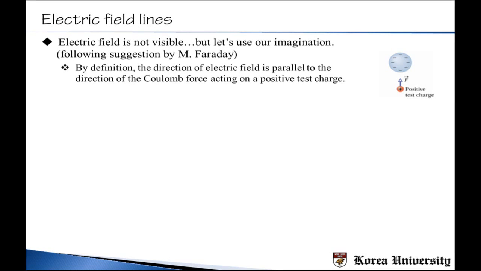The previous simulated experiment may be useful for giving you an idea about how electric fields may look like, but it is not a good way to represent electric field in a textbook. So in our textbook, it's using a little bit different method, which is called electric field lines, and it was suggested by Michael Faraday. Let's recall that by definition, the direction of the electric field is parallel to the direction of the Coulomb force acting on a positive test charge.